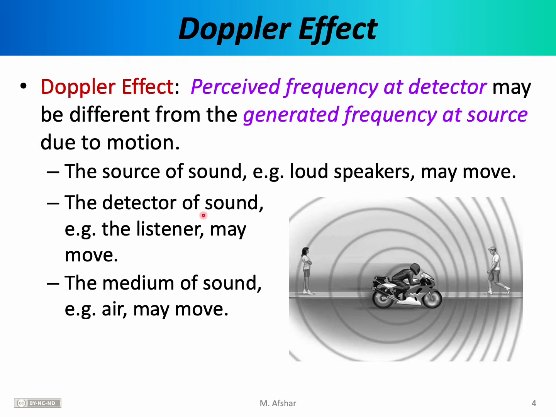The detector of the sound, for example, the person or perhaps a recording device, could move. And also generally the medium of sound could move as well. For example, it is air that is carrying these sound waves. The air itself could move if there is a wind blowing through this region. In our class, we will not consider this third type of motion. We will always assume that the medium is at rest, but we will discuss how the frequency changes when the source and the detector are moving.